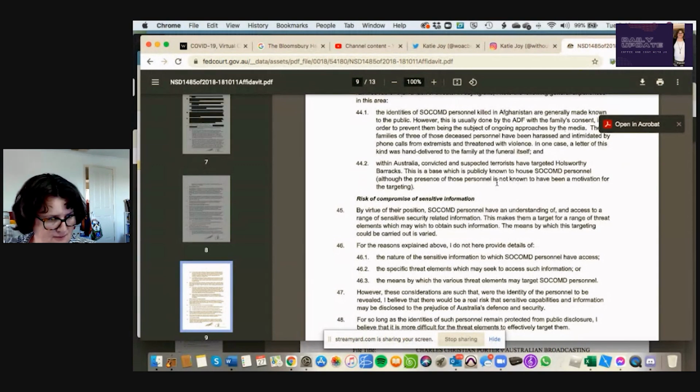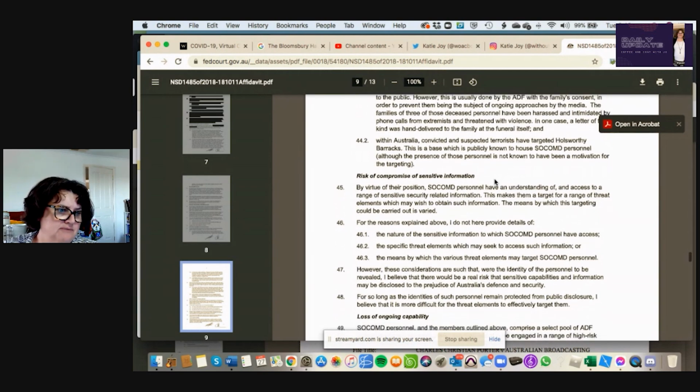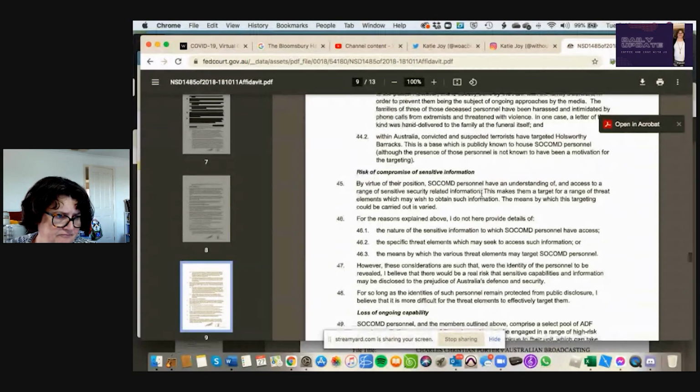Within Australia, convicted and suspected terrorists have targeted Holsworthy Barracks. This is a base which is publicly known to house SOCOMD personnel, although the presence of those personnel is not known to have been a motivation for targeting.